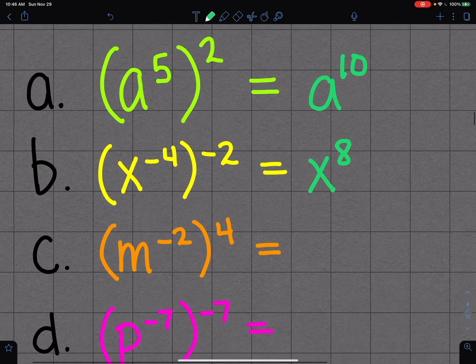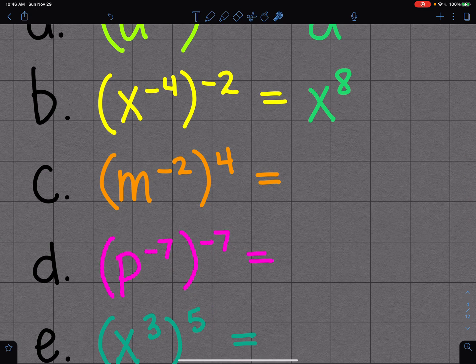There you go. All right, what about this next one? M raised to the negative 2, the whole thing raised to the positive 4. You're going to have m raised to the negative 2 times 4. What's negative 2 times 4? It's negative 8. Okay.